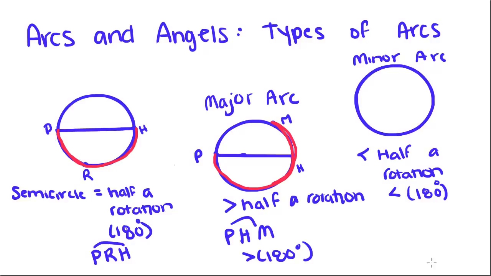And a minor arc is less than half a rotation. So it's less than 180 degrees. So this arc we have right here would be arc CH, or you can do HC, it doesn't matter. So this arc right here, which is less than a semicircle arc.